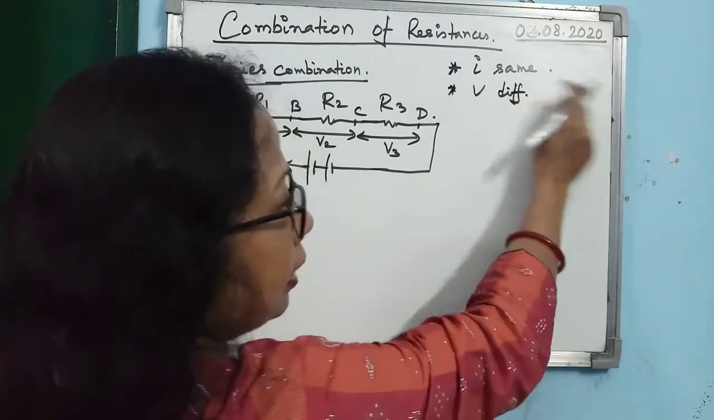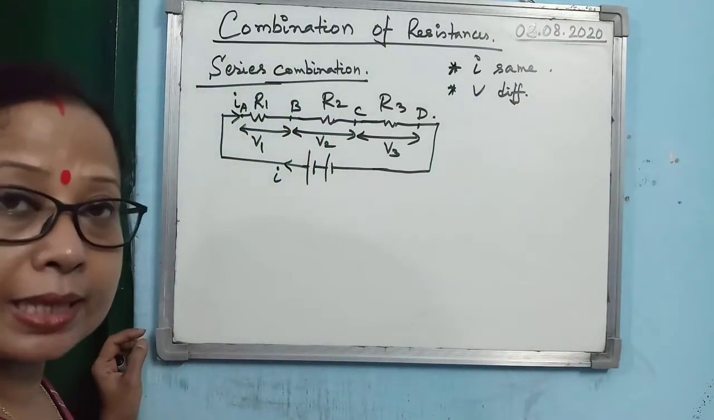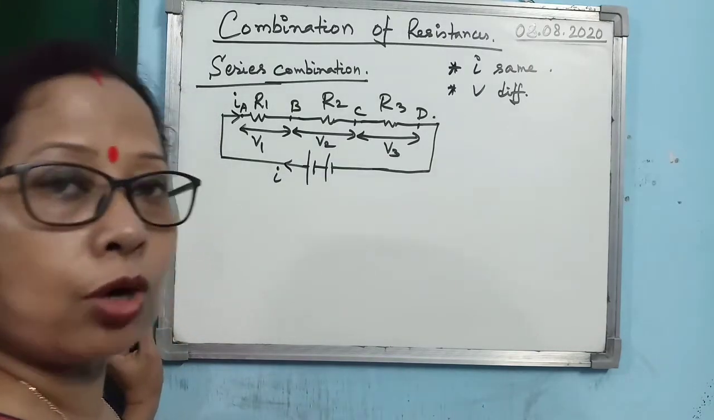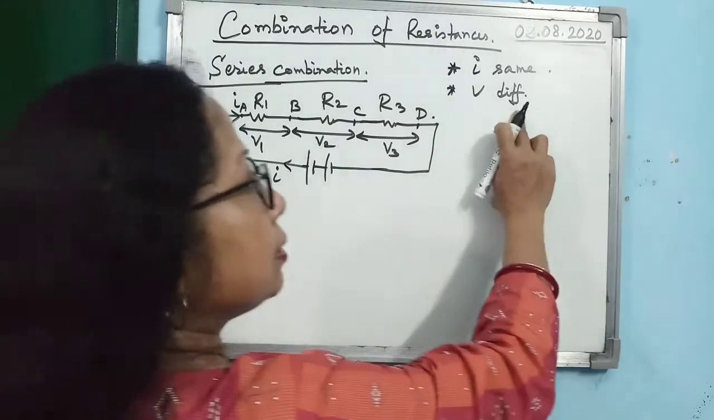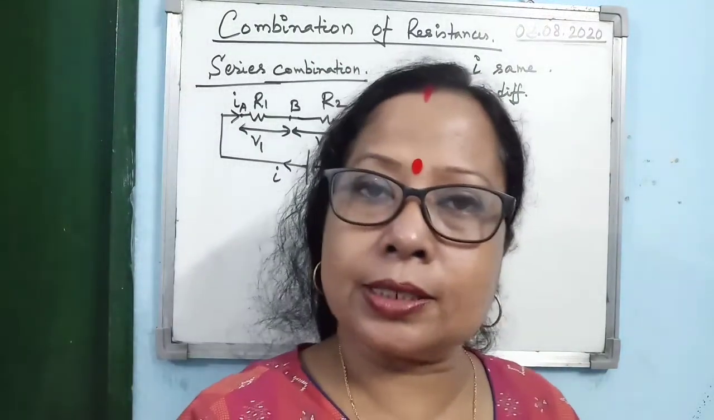Here I have not written the full sentence. I have only written "I same". What is the meaning? Current is the same through all the components, and V is different across all the components.